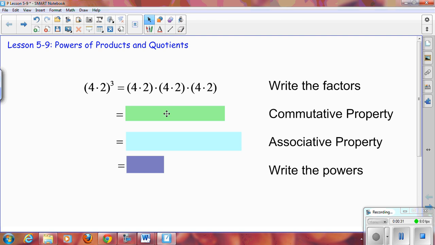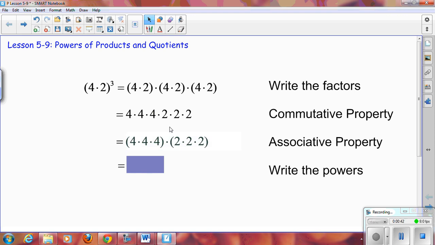So once we've done that, we can rearrange our factors and put the 4's together and the 2's together. That's using the commutative property. And then we can rewrite that again with the associative property by grouping them. So we've got the 3 4's and then the 3 2's, and then write them as powers. Now, because the 4 and the 2 are numbers, ordinarily you wouldn't just leave it like this. You would actually go ahead and cube 4, and you would cube 2, and then you would multiply them. But for these purposes, I'm just showing you what this cubed means when you have 2 things being multiplied here, because we won't always have just numbers.